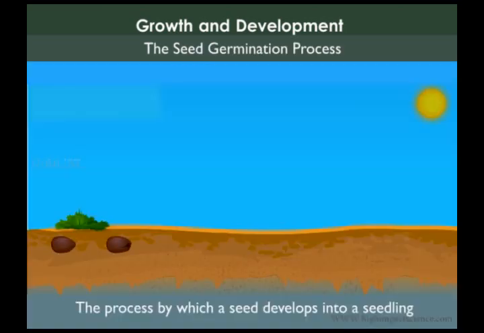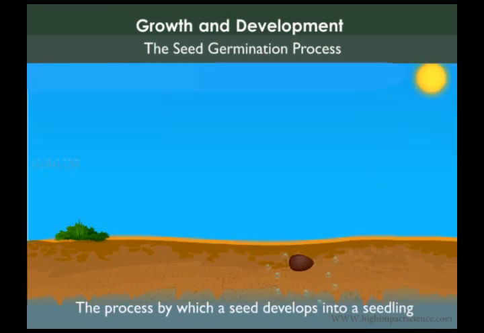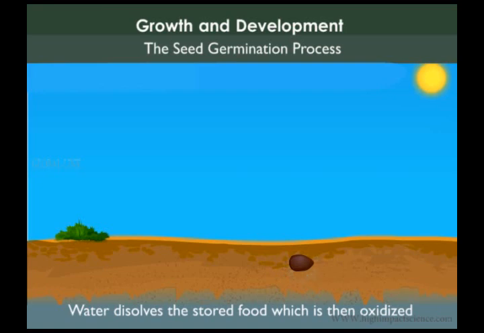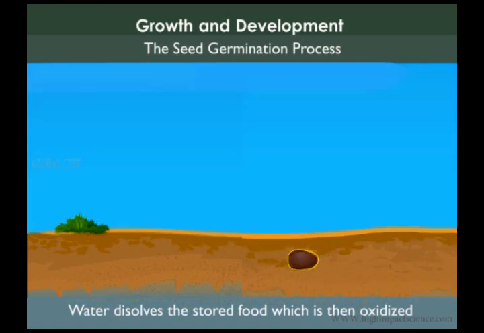The process by which a seed develops into a seedling is called germination. First, the seed absorbs water through the micropyle, causing it to swell in a process called imbibition. The water dissolves the stored food, which is oxidized to release energy that powers the cell division and hence the growth of the embryo.